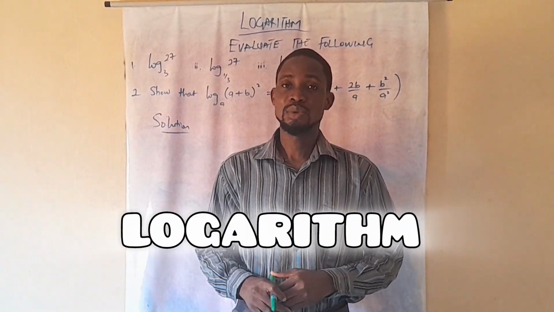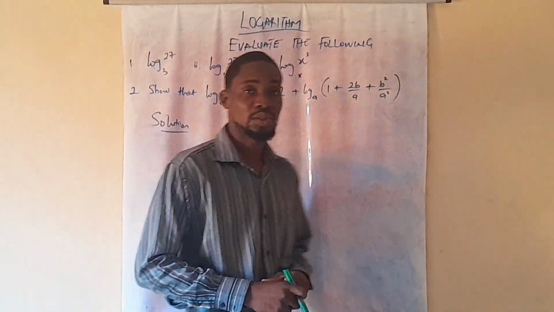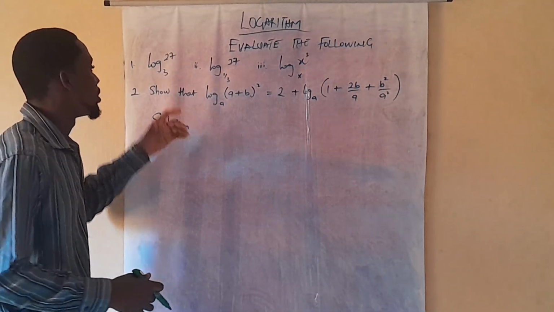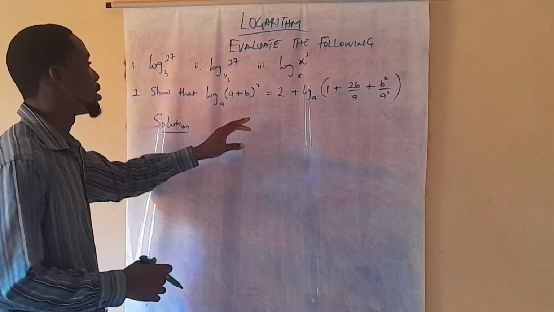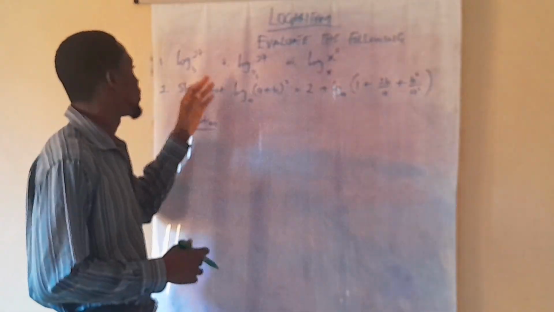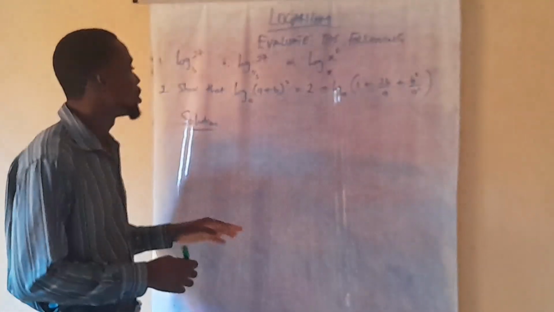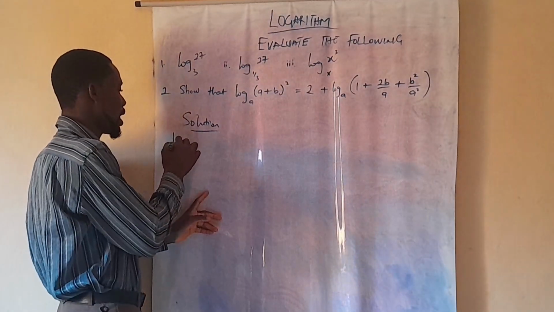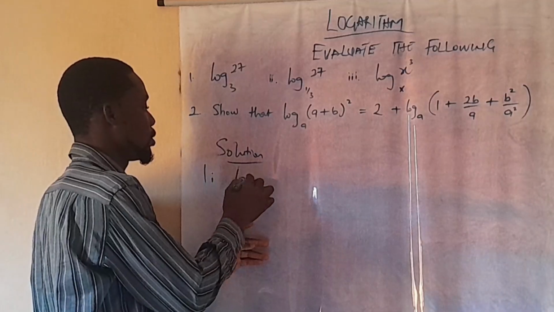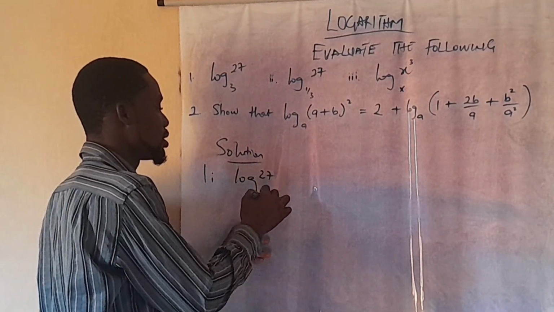For logarithm today, we're looking at two different questions on the logarithm. The first is this, while the second is a proof. For the first question, you're looking at the basic laws on the logarithm, such as, for number 1i, I have log 27 base 3.